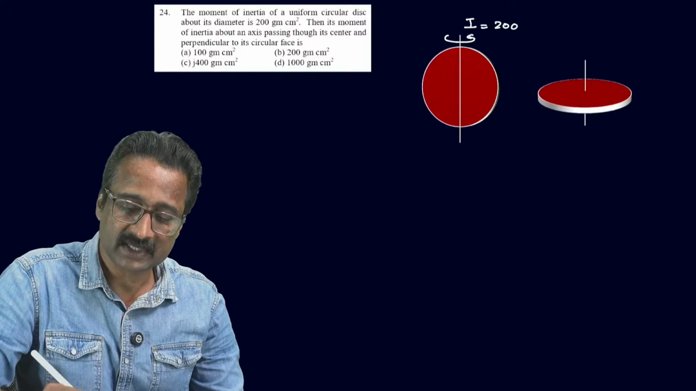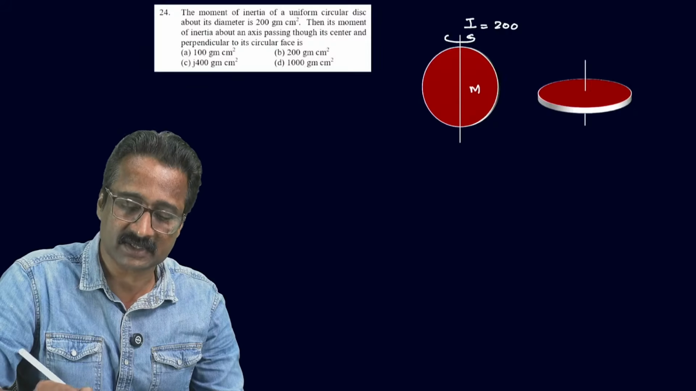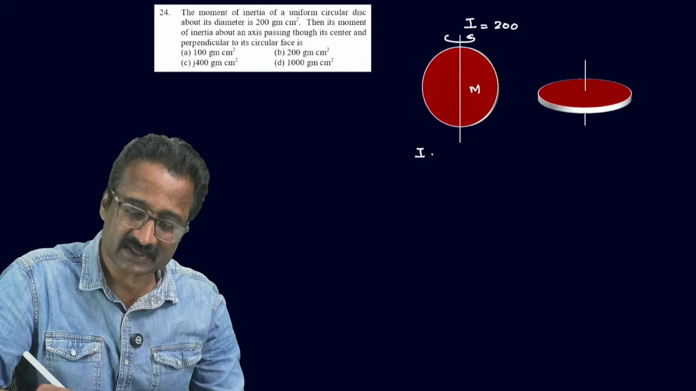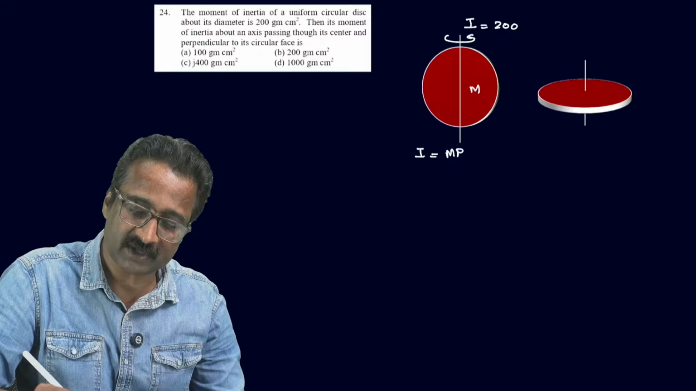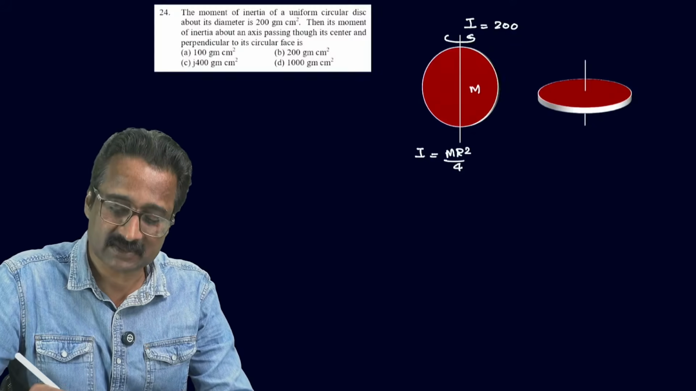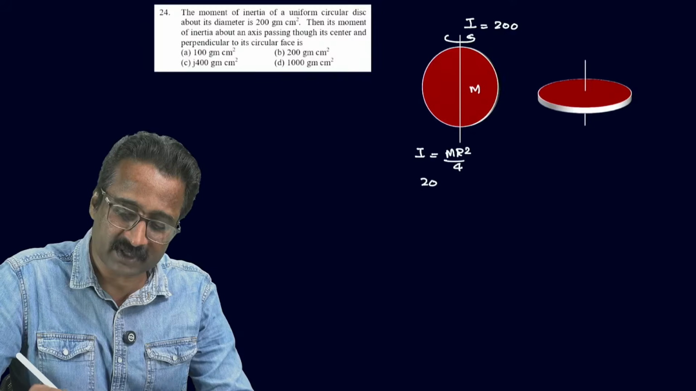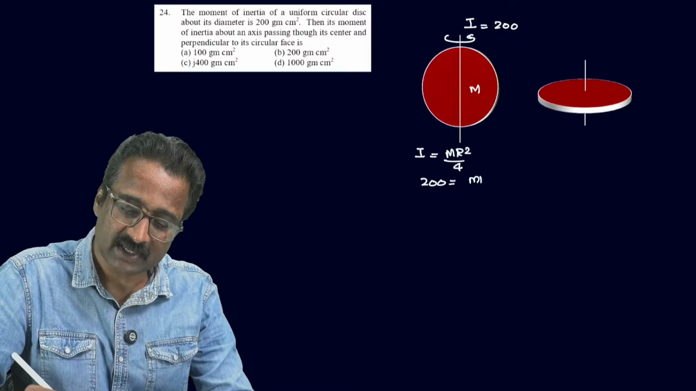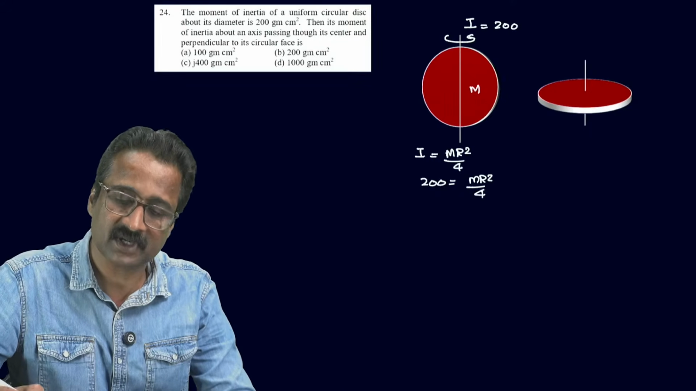And you know that if m is the mass of the disk and r is the radius, then I for that is actually mr squared divided by 4. Equations must be learned by heart. It's a disk, about the diameter. The value of that I is the 200 they have given. So 200 is actually mr squared by 4. That is the first hint given.